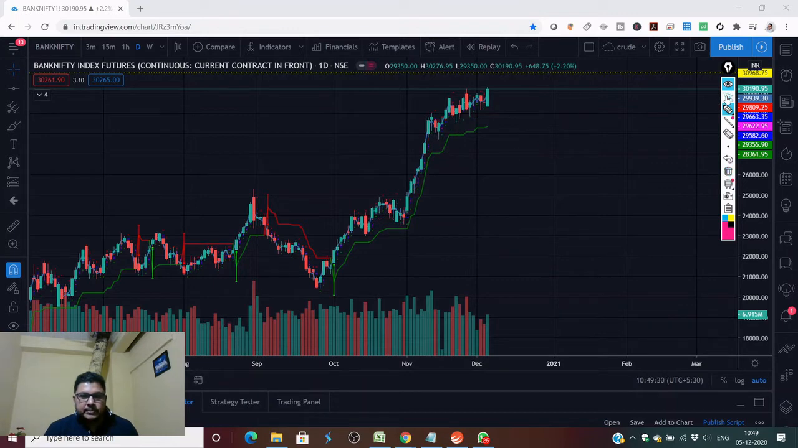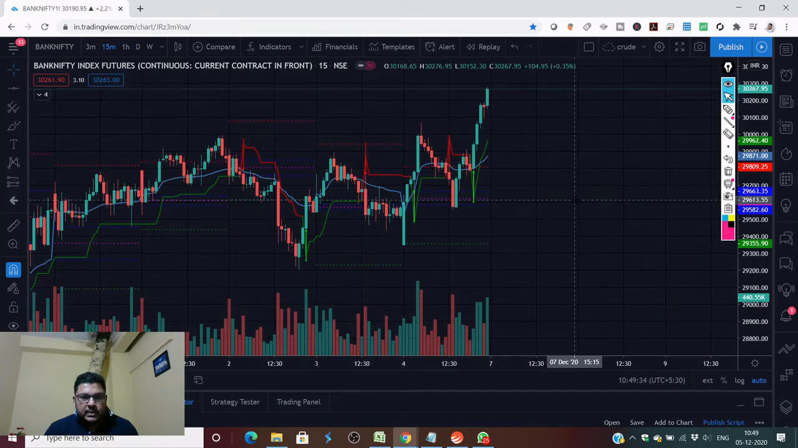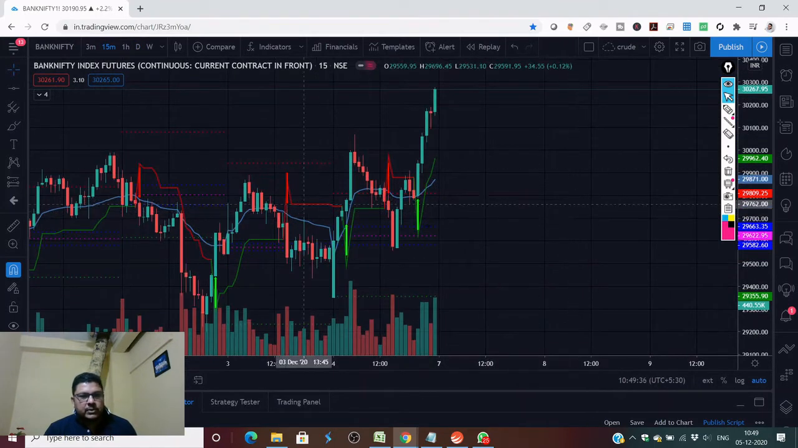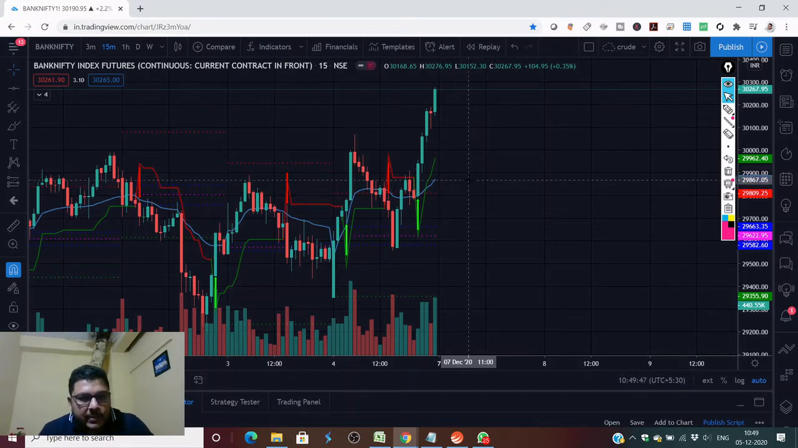So let's go to a 15-minute time frame. On the 15-minute time frame also super trend works really well, but the only problem is that in the sideways movement, you will not be able to make money, but that also can be trailed with a proper stop loss. Okay, so this system actually can give you a lot of money.